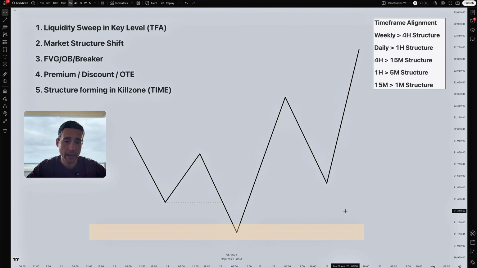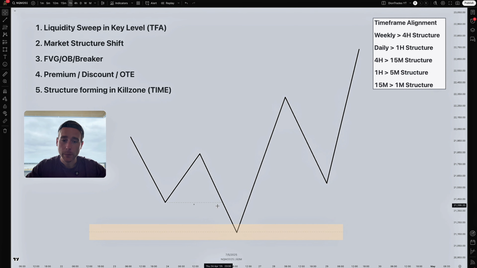So if this is a weekly fair value gap or an old weekly low, then use a 4-hour structure to get this entry in. Most of you watching this are intraday traders. So let's say this is a 1 hour fair value gap. Then I use a 5-minute structure. This is a 15-minute fair value gap. Then I use a 1-minute structure.